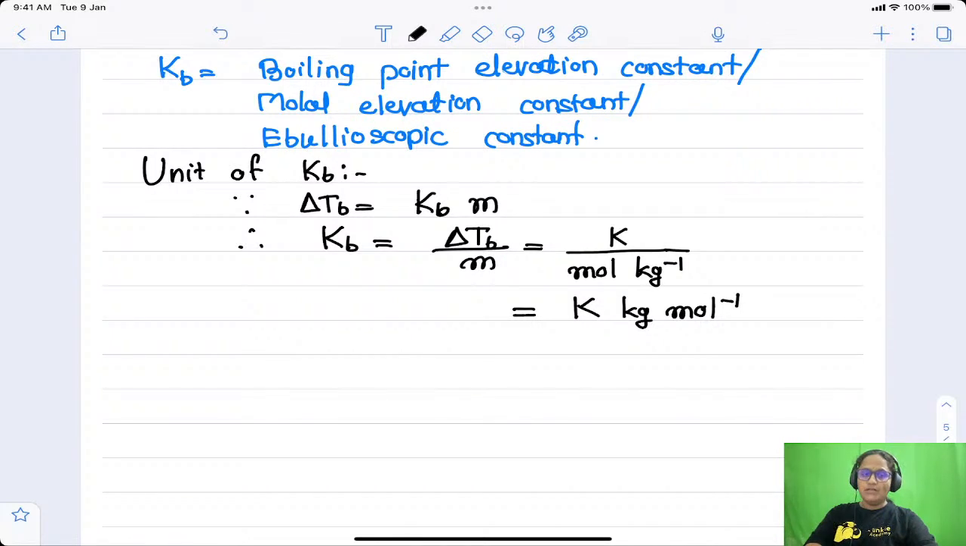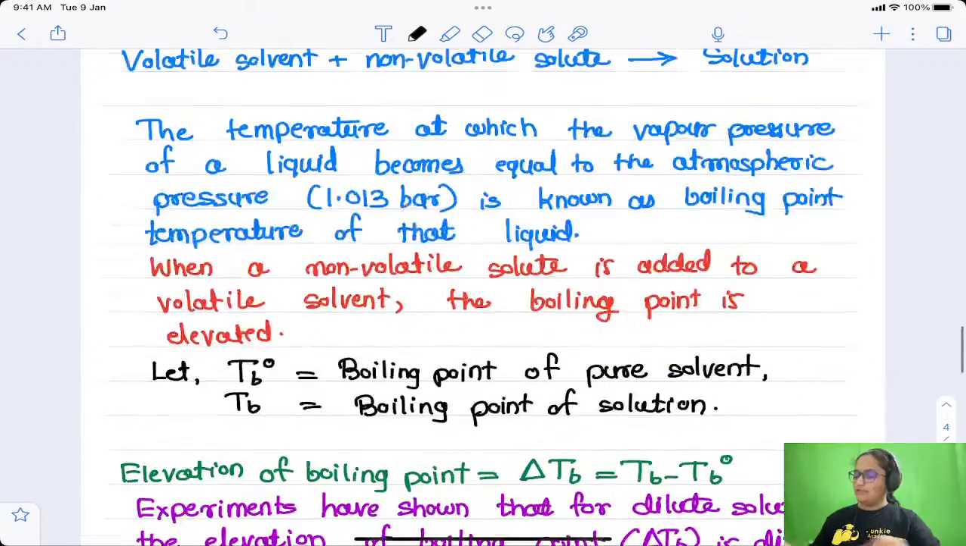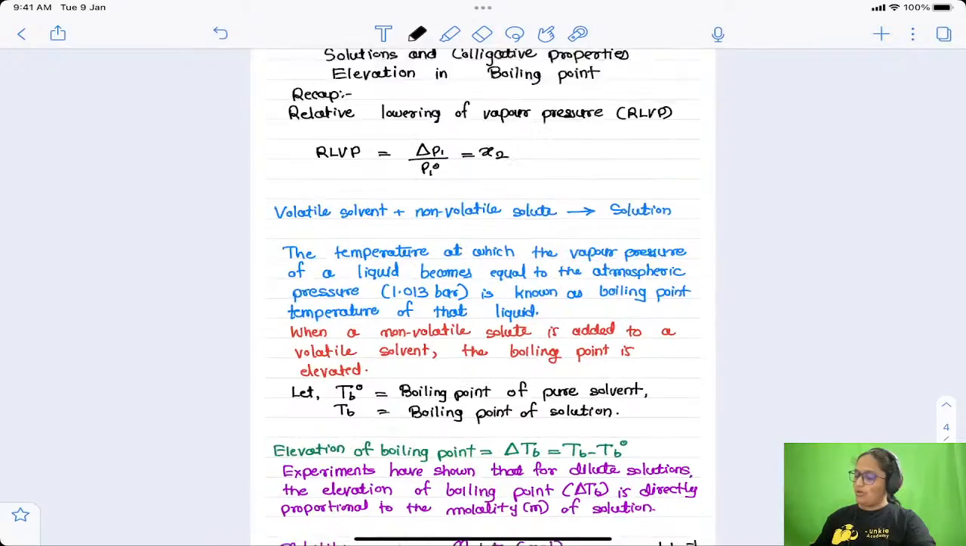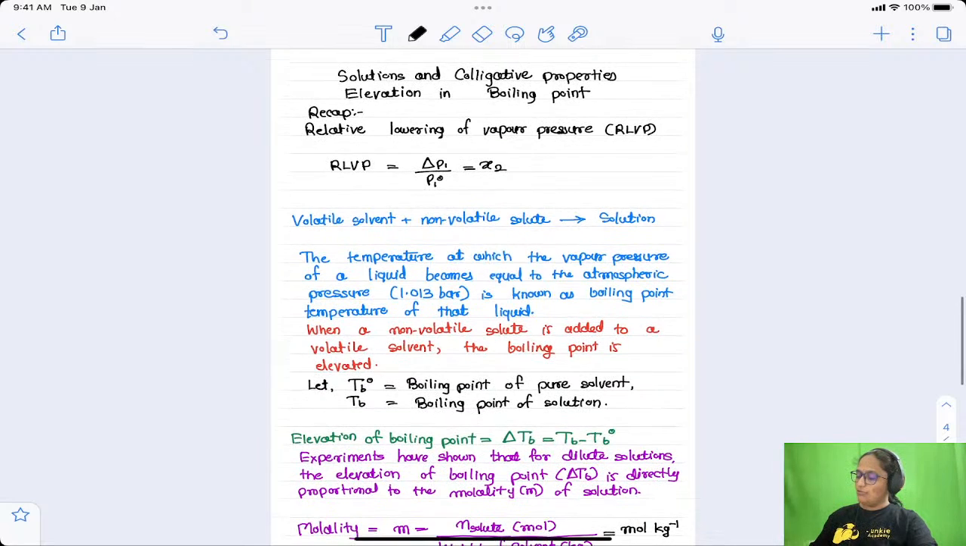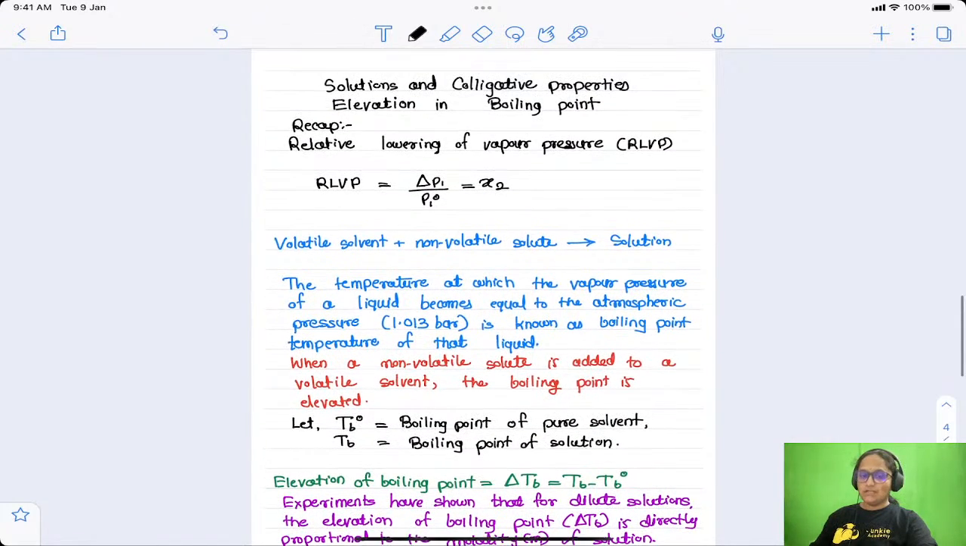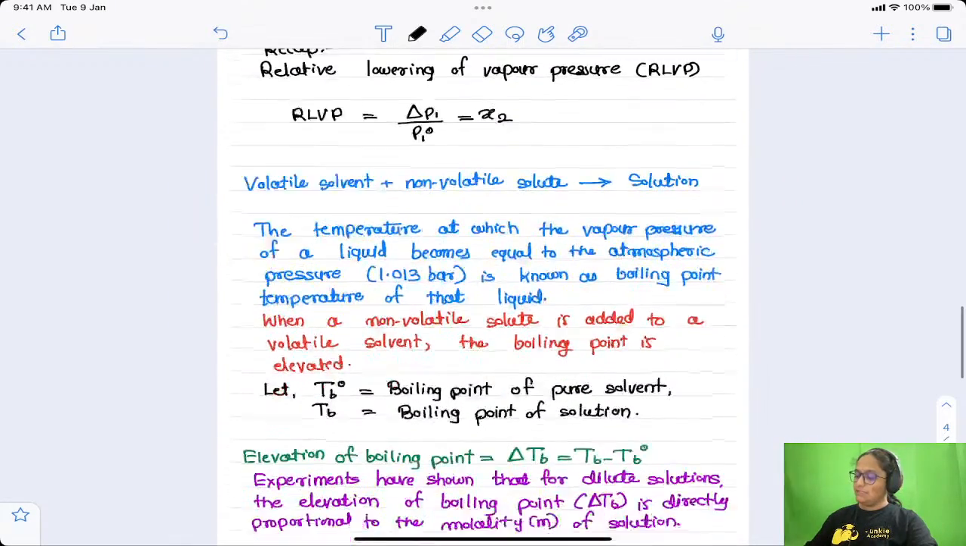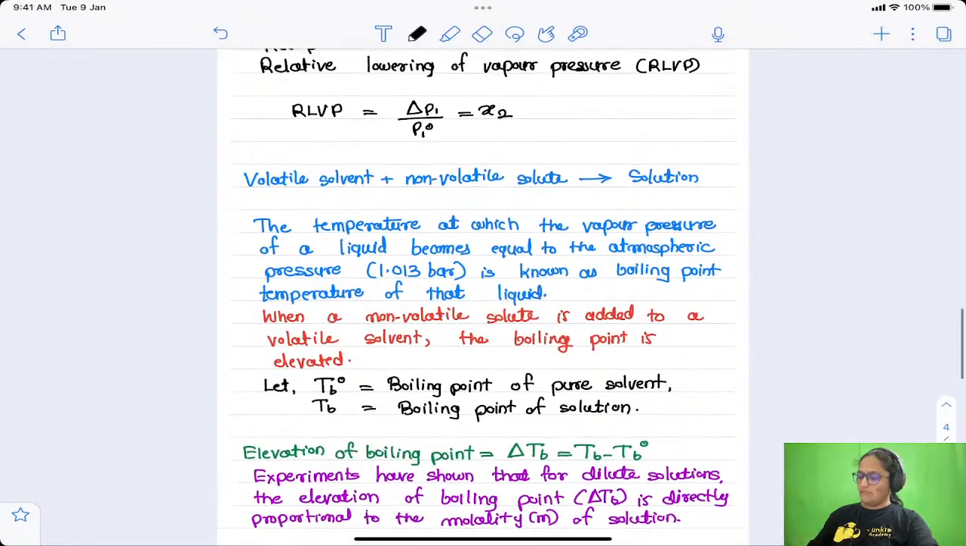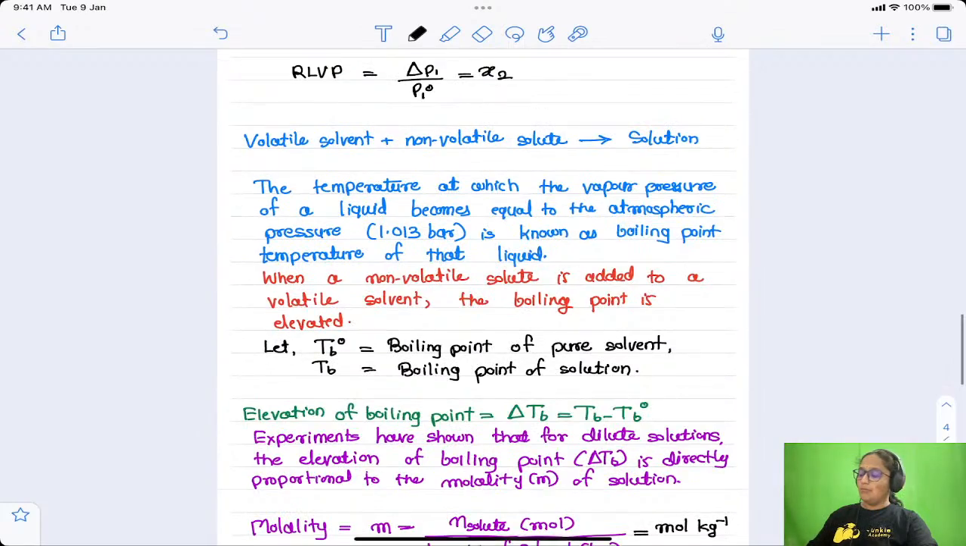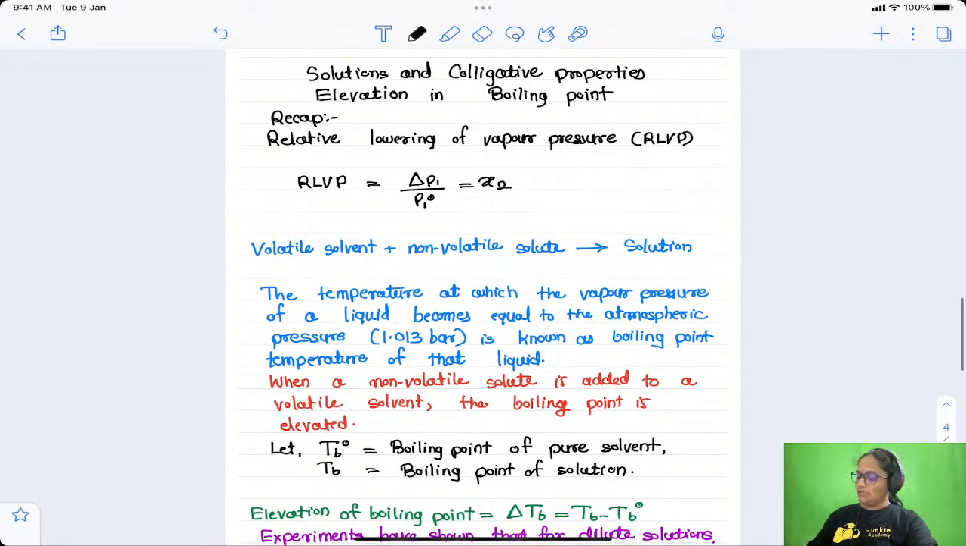The value of this KB is fixed for that particular type of liquid. When the nature of the liquid changes, the value changes. It depends on the nature of that liquid. Now this is about the elevation in boiling point. Next we are going to see how, by using this delta TB, we are going to find out the molar mass of an unknown solid.